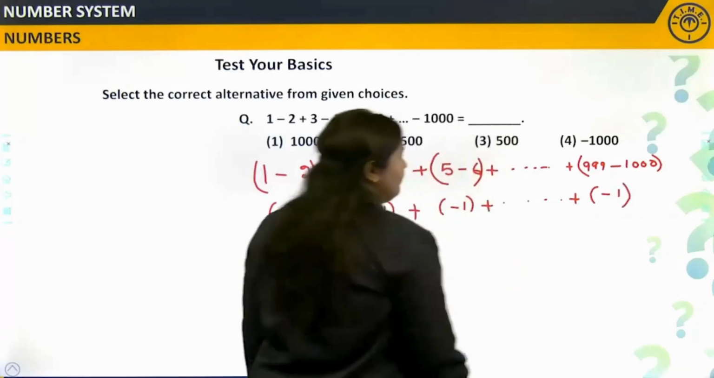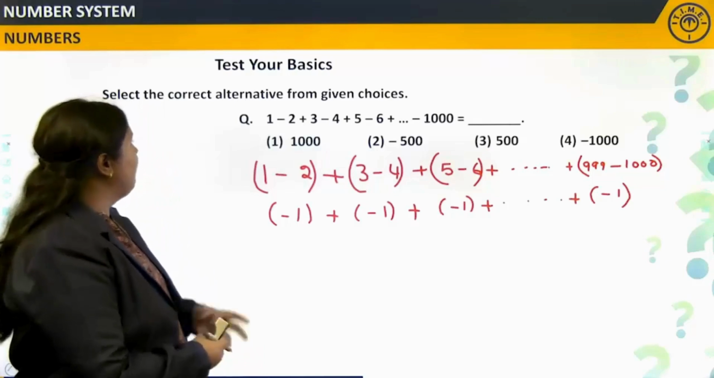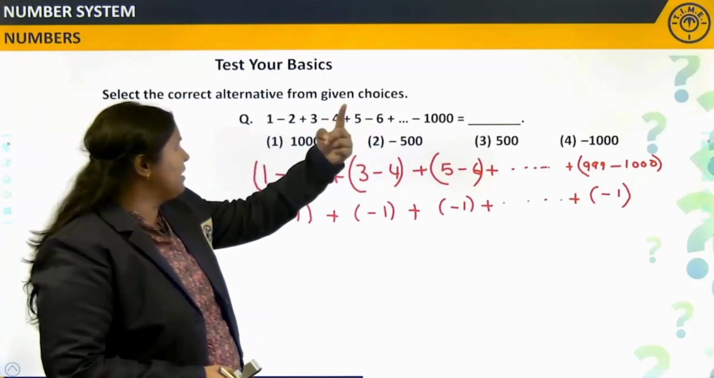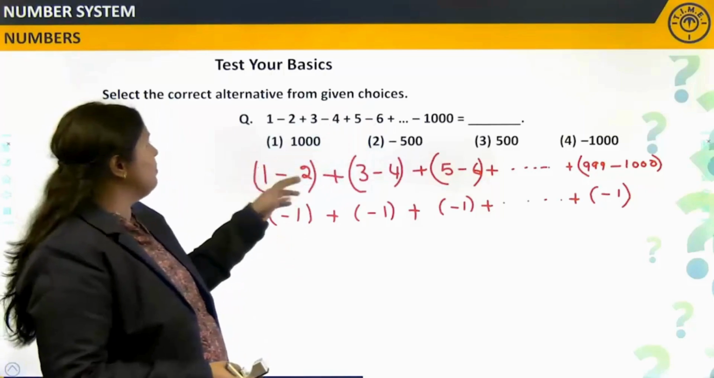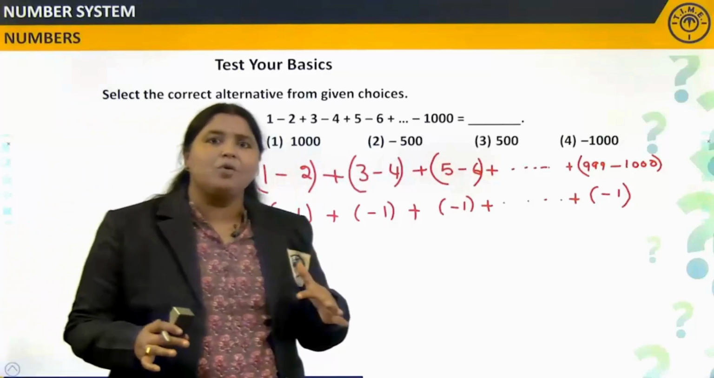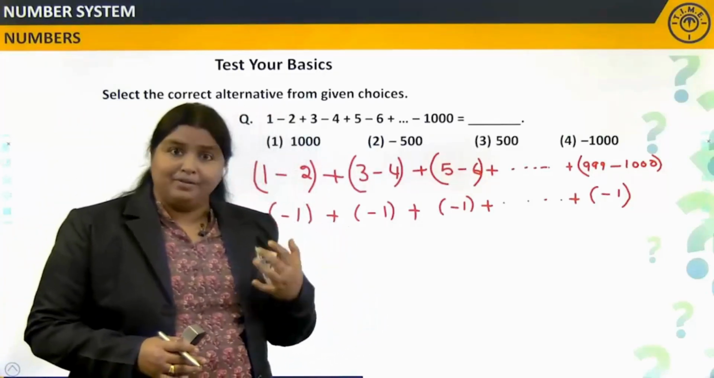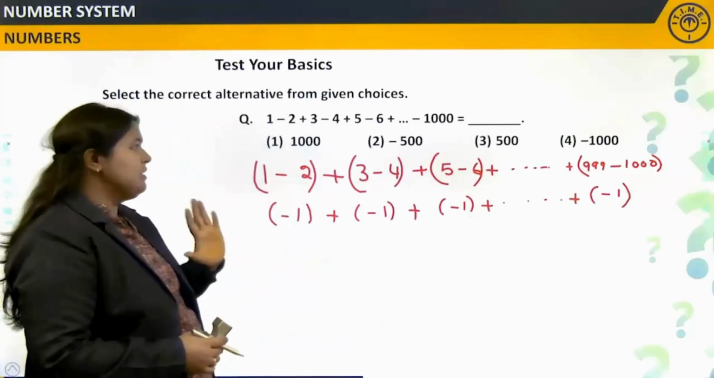Minus 1. Right. Now, some of you may have tried it like this: 1 plus 3 and then plus 5, etc., up to 999, the sum of all the odd numbers, and then minus 2, minus 4, minus 6, etc. Any procedure you go by, you will get the same answer, but we should see which is the quickest possible way. Okay, so this is better.